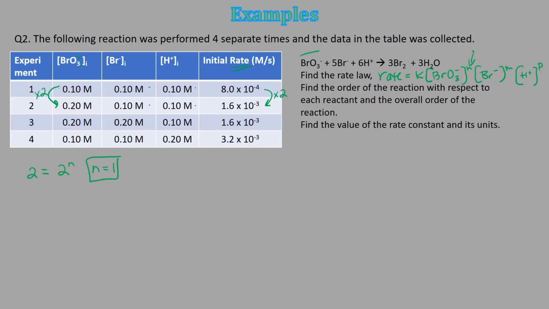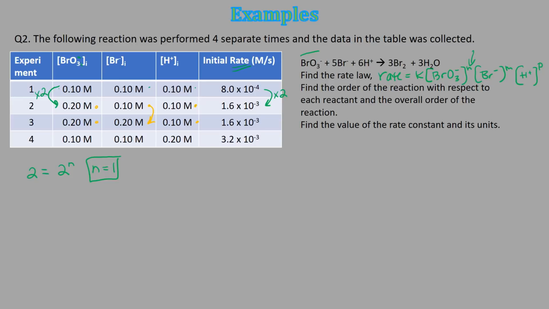Now for the next one, for bromide, which experiments am I going to use for bromide? I have to make sure that bromate is constant, not changing, and hydrogen is constant, not changing. So in the next one, if I look at experiments 2 and 3, bromate is 0.2 and 0.2, so it's not changing. Hydrogen is 0.1 and 0.1, so it's not changing. And bromide is 0.1 and 0.2.